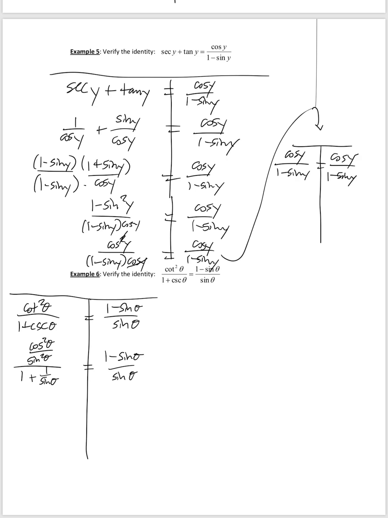I'm going to add the fractions in the denominator on the left. So that means I will need a denominator of sine. So I'm going to multiply by sine over sine. And I'll get my common denominator, sine. Sine plus 1.